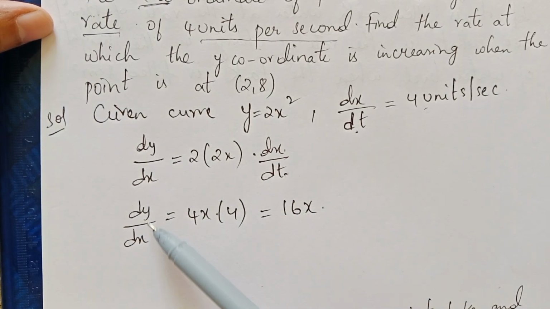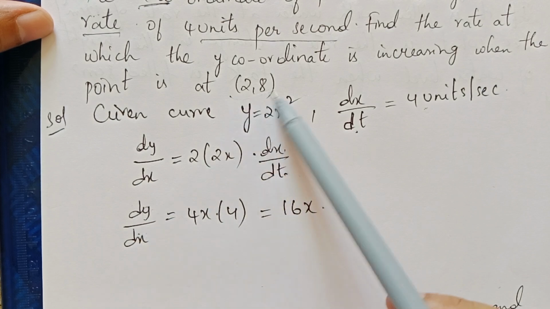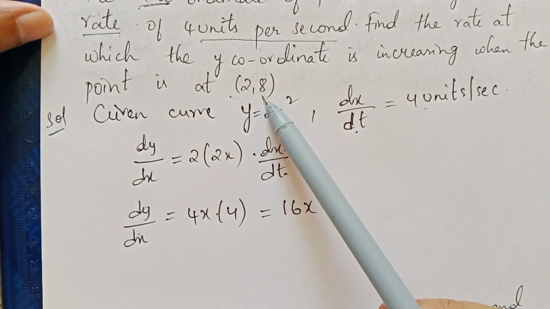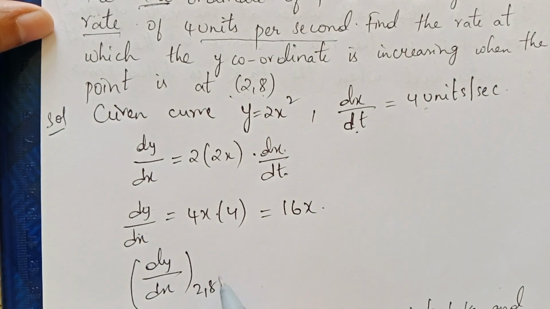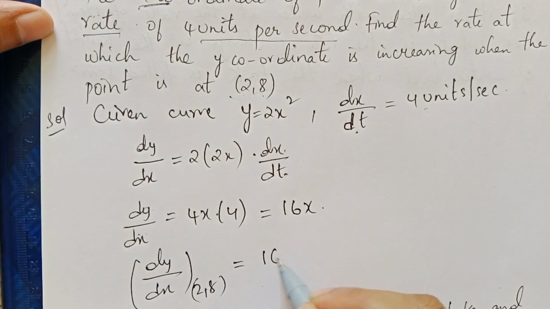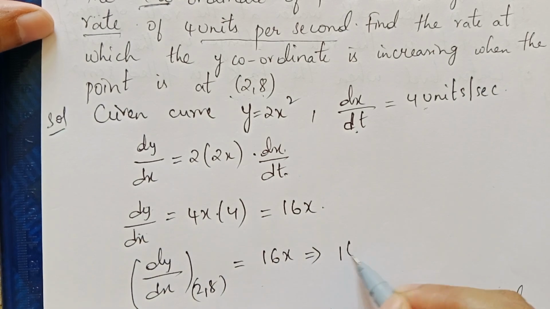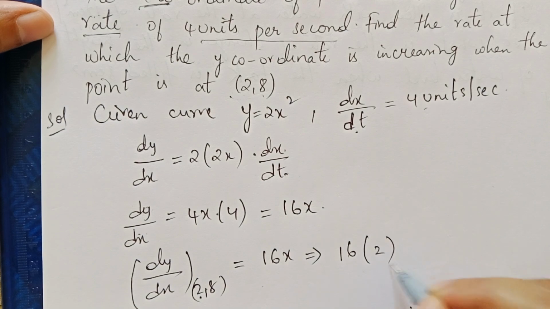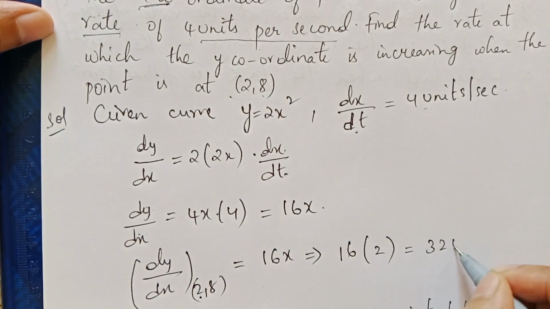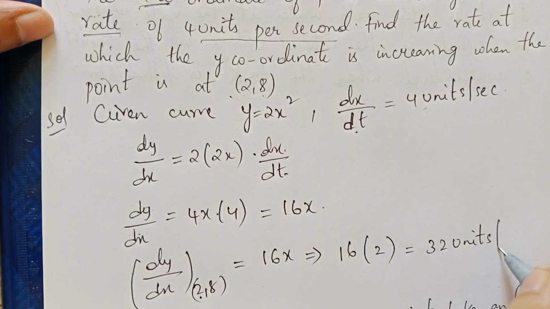Now we have to find the rate at which the y coordinate increases at (2, 8). So dy by dt at (2, 8) will be equal to 16x, which is 16 into the value of x, which is 2. So it is 32 units per second.